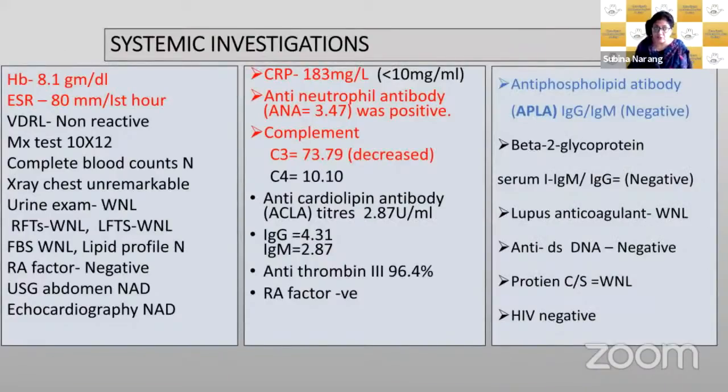Systemic investigations were done. It showed the patient was anemic, hemoglobin was 8.5, ESR was raised. C-reactive protein was highly raised. Antinuclear antibody was positive, which clinched the diagnosis. Complement was again decreased. However, notably, anti-phospholipid antibodies in this patient were normal. We were expecting them to be high.